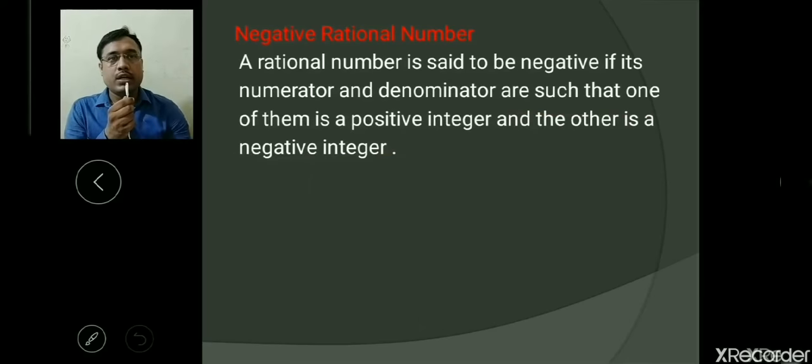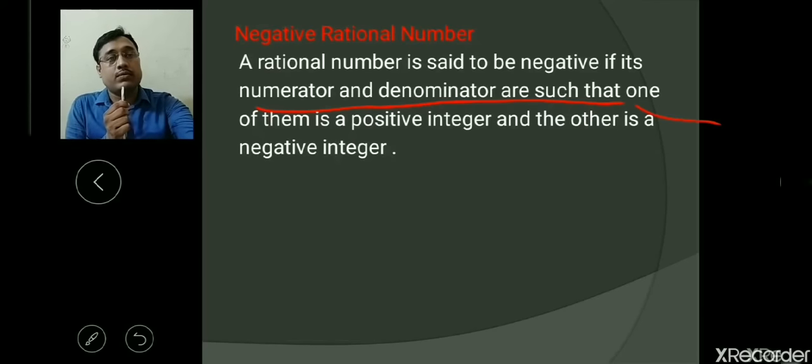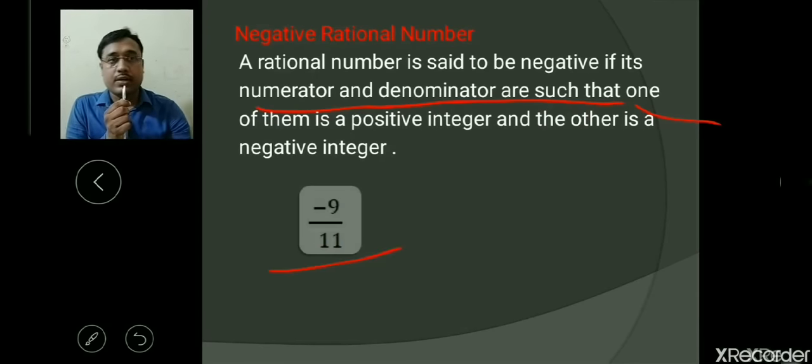Next, now see negative rational number. A rational number is said to be negative if its numerator and denominator are such that one of them is a positive integer and the other is a negative integer. Only one is positive and the other is negative. Then the rational number is considered a negative rational number. For example, you can see here minus 9 by 11. The numerator is negative and the denominator 11 is positive. So this is a negative rational number.